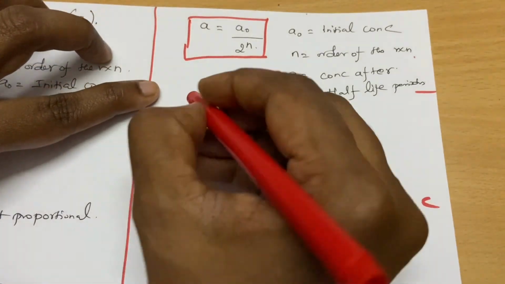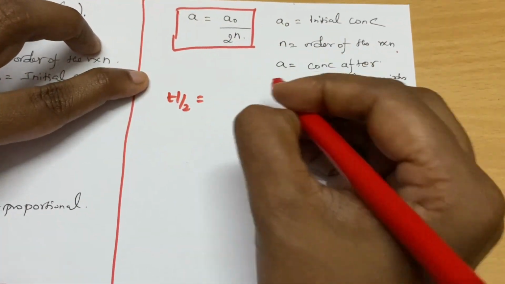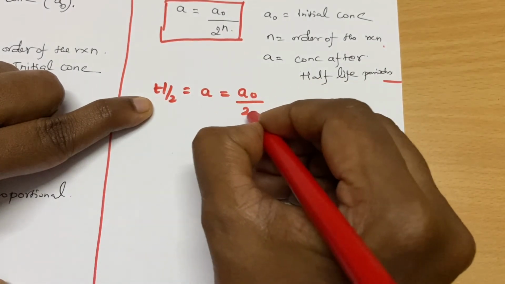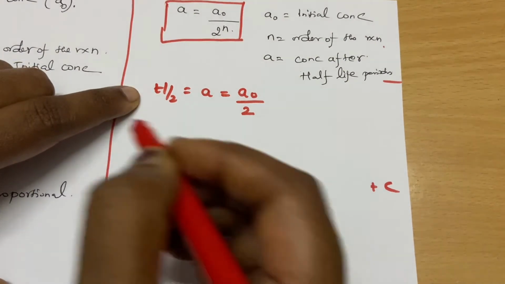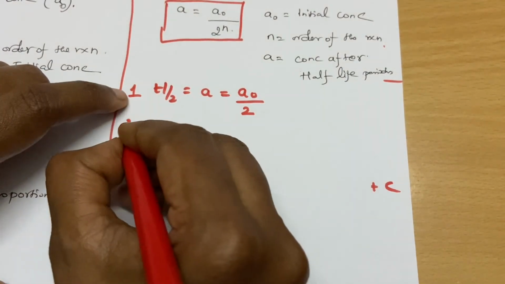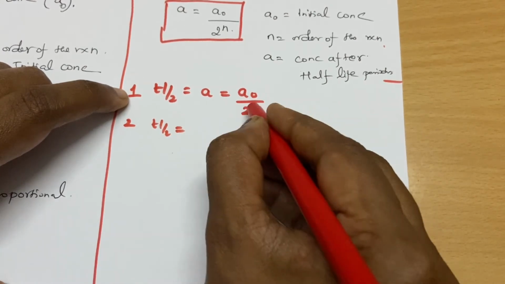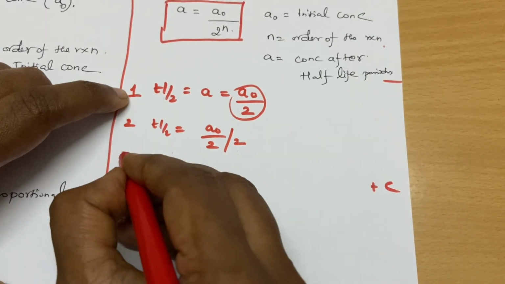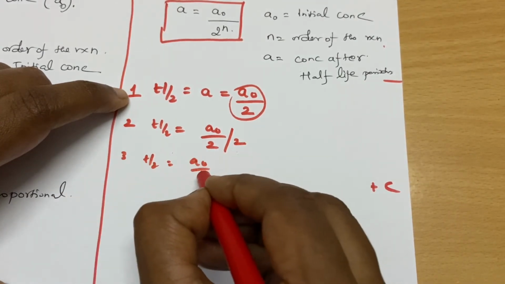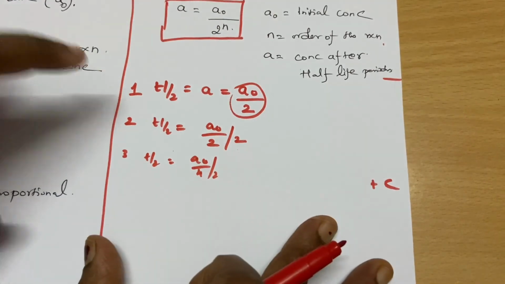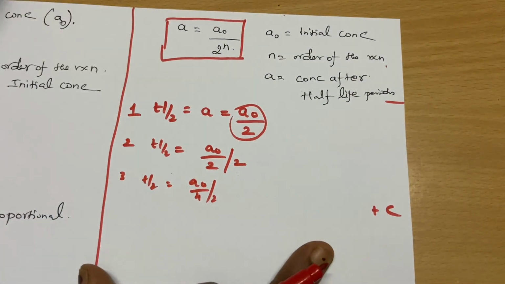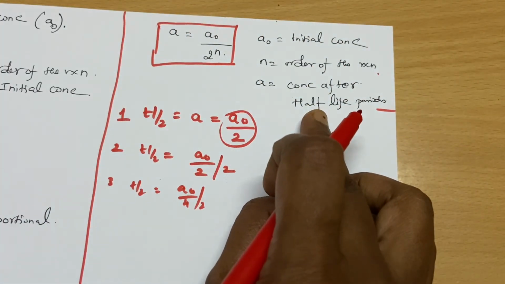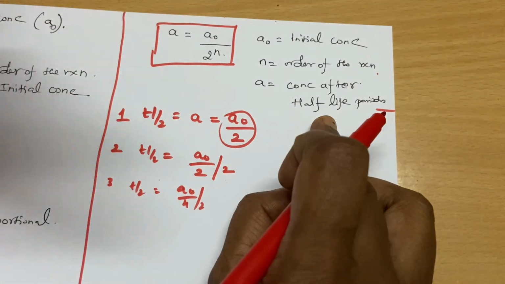See, how will you solve this? After 1 half-life period, the leftover concentration will be half of the initial concentration. If this is the first half-life period, after the second half-life period, you again take this and divide by 2. You will keep on doing this process after 3 half-life periods, after 4 half-life periods. Here you need not do this. A naught is the initial concentration, A is the concentration after the specified half-life periods, and n is the order of the reaction.